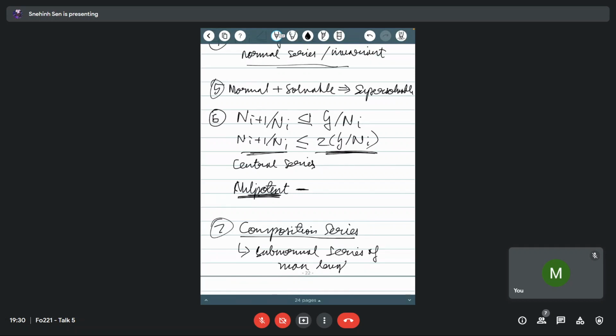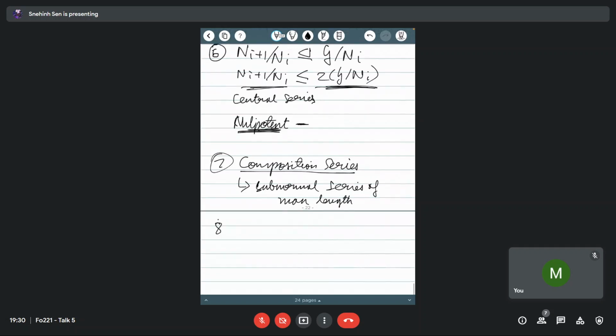So you take all the subnormal series, whatever is possible, it's also finite. The number of subnormal series is also finite for a finite group. And you take the one which has the largest length. That's what is called a composition series. Likewise, a chief series is a normal series with maximum length. These two have to exist, as I said, because there are finitely many composition series and chief series. So one has to have the largest length.